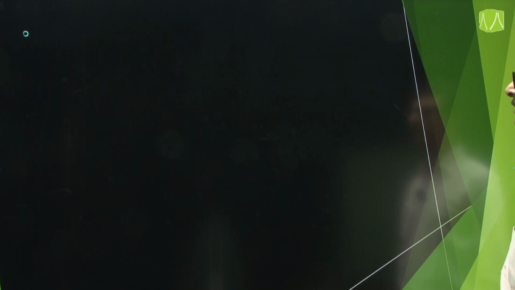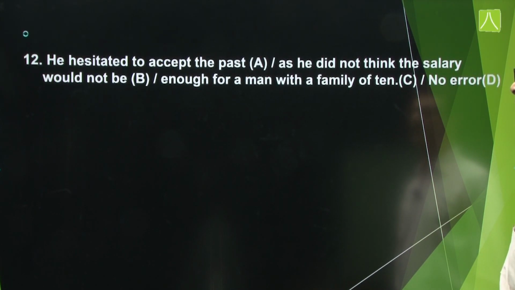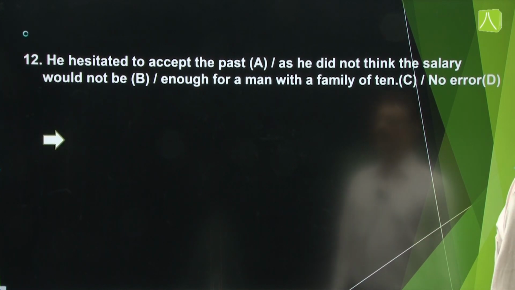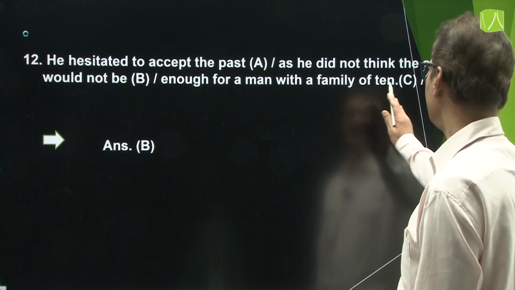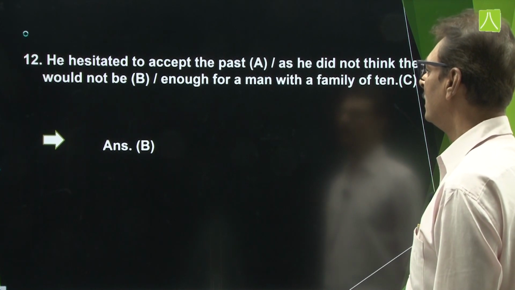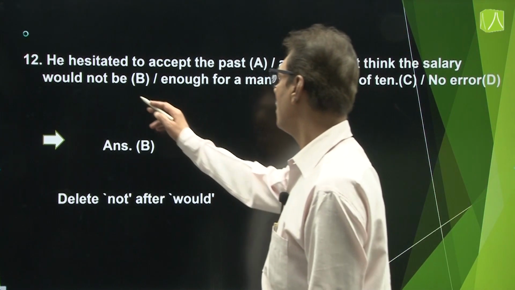Next example for you. He hesitated to accept the post as he did not think the salary would not be enough for a man with a family of 10. Yes, where is the error in this? क्या कोई error है इसके अंदर? नजर आ रही error? The error is in part B, as he did not think the salary would not be, नहीं आना चाहिए, would be enough.